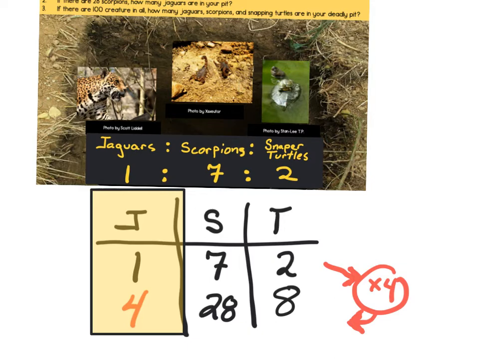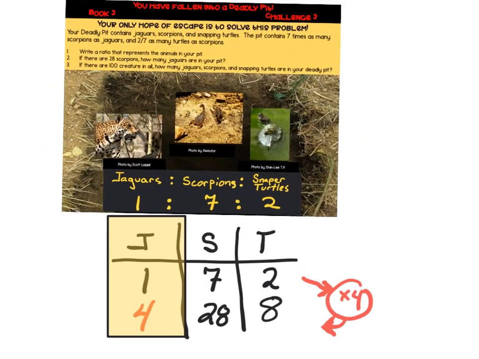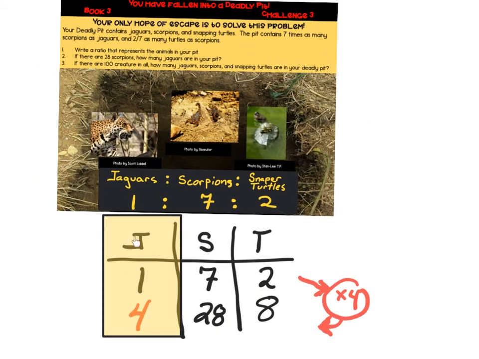So your real answer is 4. You need to be able to figure out that there would be 4 jaguars in your deadly pit if there are 28 scorpions in your pit. And bam, there you have it, my friends.